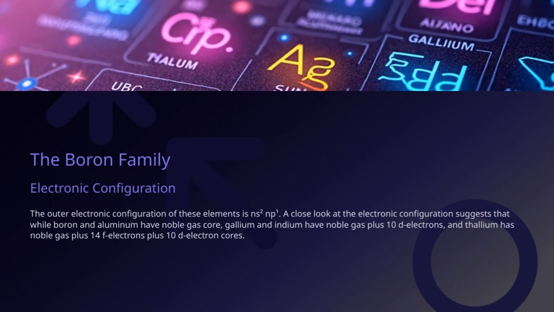And when we look at thallium, it has a noble gas core, but it also includes 14 f electrons, which are in the f orbital, along with 10 d electrons. This layered configuration explains some of the unique properties and reactivity we see in these elements. Understanding these electron configurations helps us grasp why these elements behave the way they do in chemical reactions, especially within the context of the periodic table and their relationships to other groups.